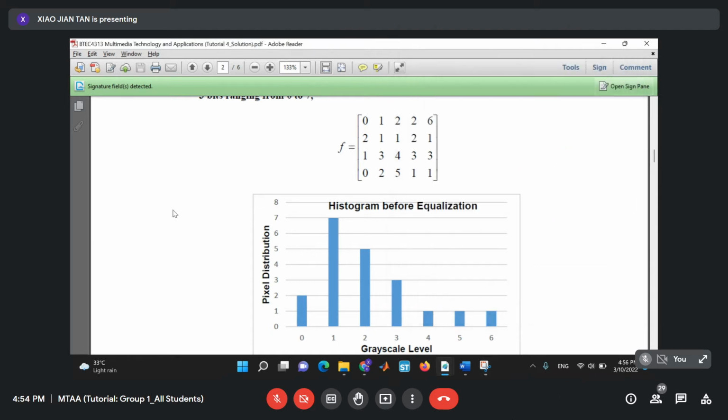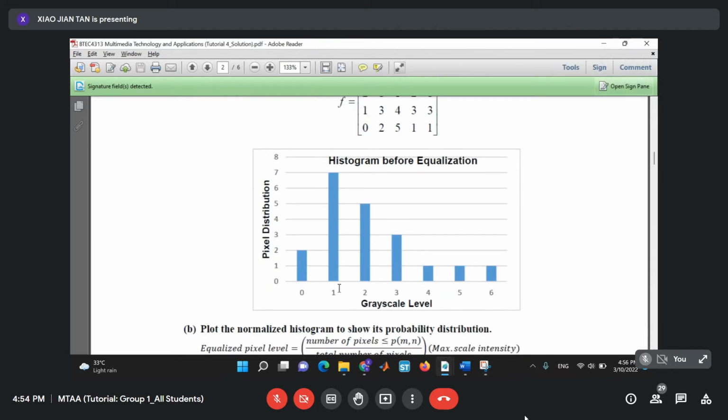After that you plot this. Of course, if you want to plot until 255 you can. It's up to you, but nonetheless you have to show this part.